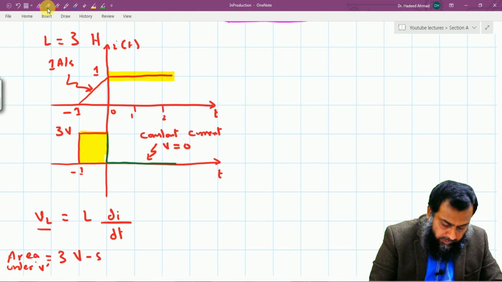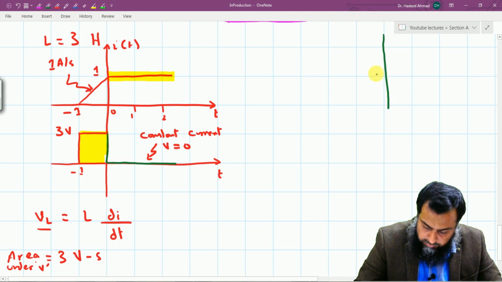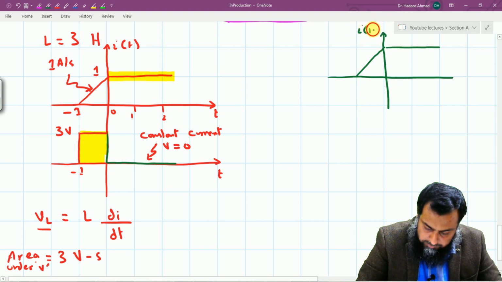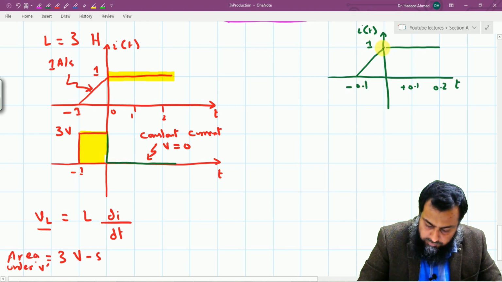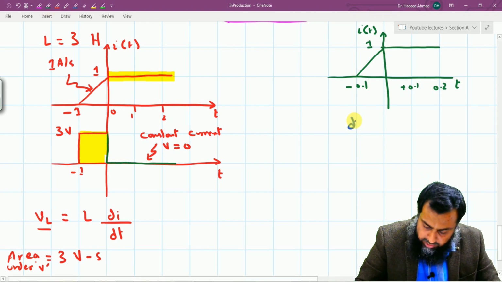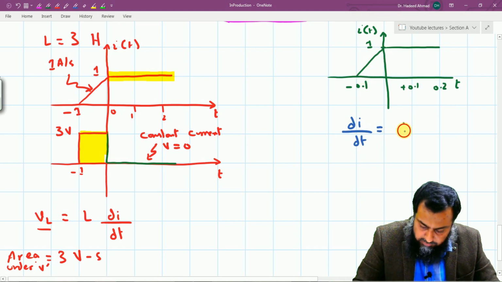Let us alter this particular numerical a little bit. I shall only draw the current waveform here, and let us say that we have the same shape of current I of t, and instead of having it at -1, now it is at -0.1, and this is equal to 1. So the slope of this current here, this di over dt, is equal to 10 ampere per second, right?